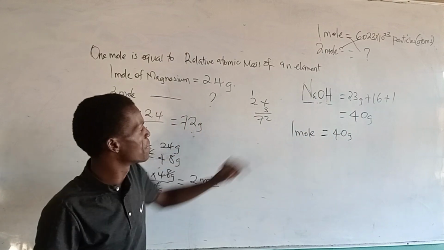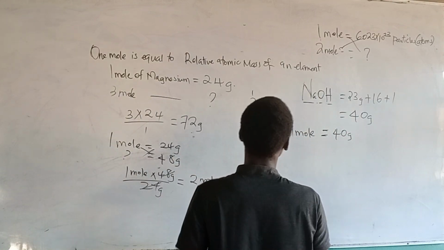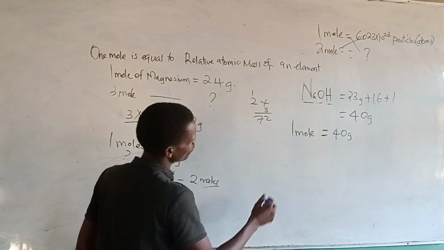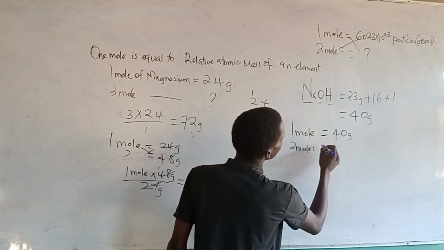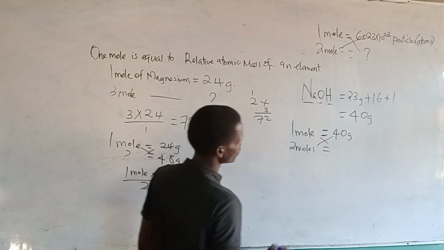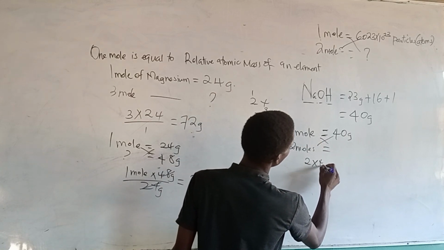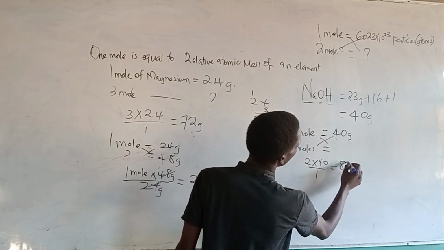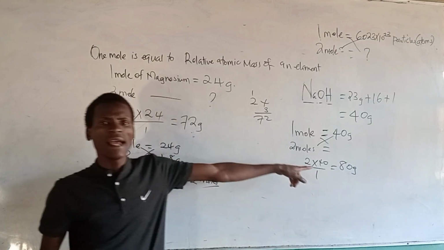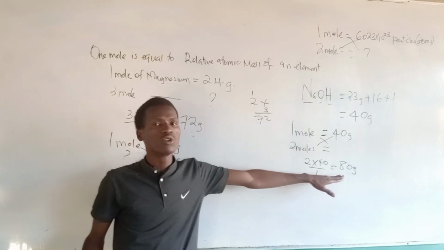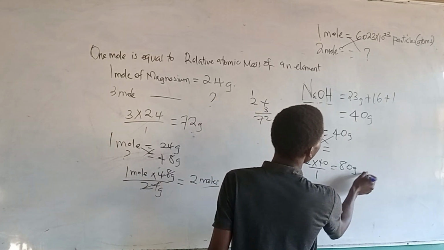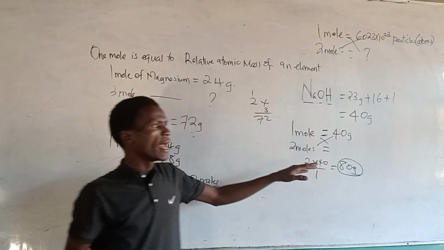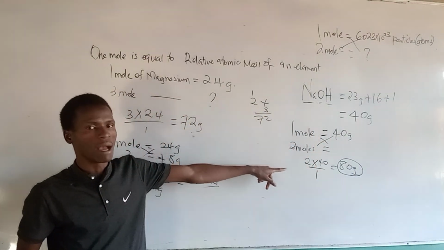So if I want to prepare 2 moles of sodium hydroxide, I'm going to cross multiply here. So I'm going to get 2 times 40 divided by 1. So I'm going to weigh 80 grams. Now when I dissolve these 80 grams in a volume of water, I'm going to be adding 2 moles of sodium hydroxide.